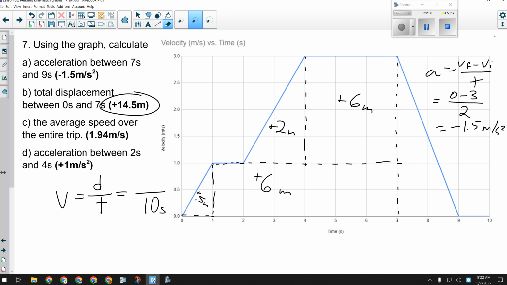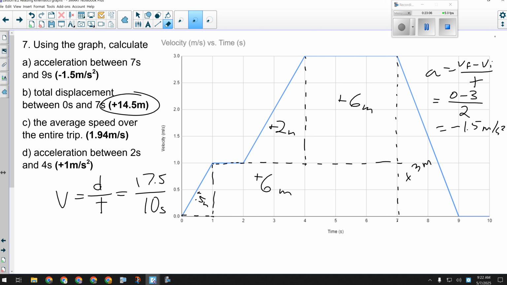Okay, I'm missing one part here for the distance. I've got to get this triangle here to complete my total distance traveled. So it's 2 seconds on the base by 3 high. 2 times 3 is 6 divided by 2. Okay, that triangle is another positive 3 meters. So my total distance is going to be 17.5. Without a positive on it, because distance is scalar.